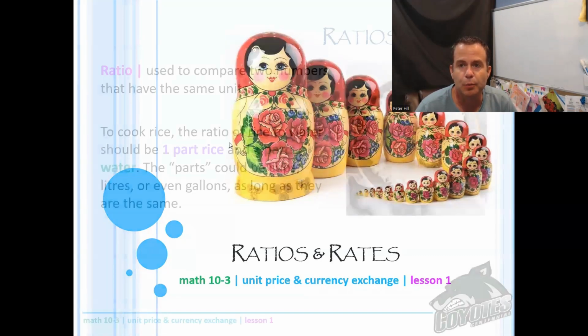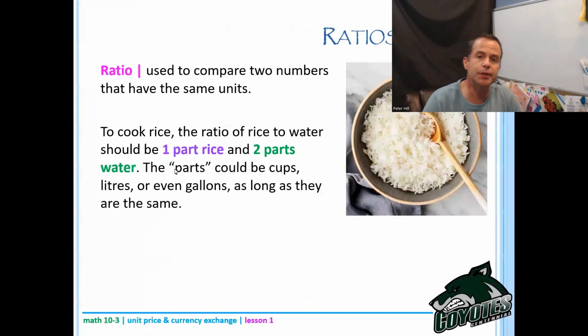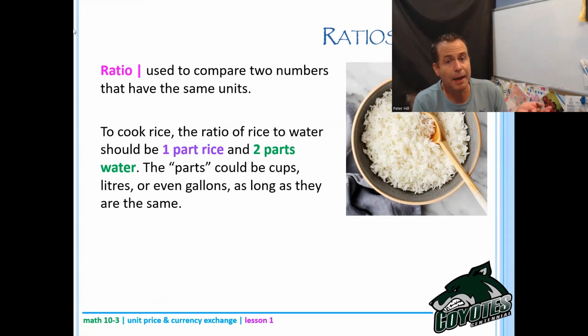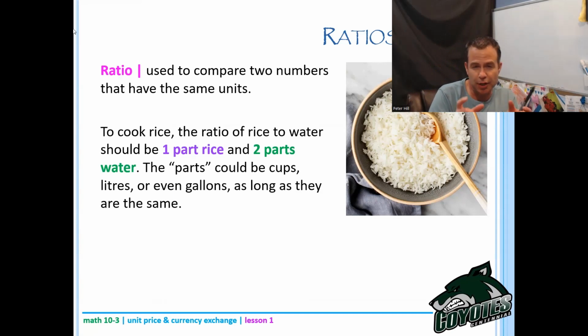Okay, so what is a ratio? A ratio is used to compare two numbers that have the same units. Now, it doesn't matter what that unit is. That unit could be centimeters, or it could be meters, or it could be kilograms, or it could be pounds. Whatever it is, both items that we're talking about, we're talking in that same unit.